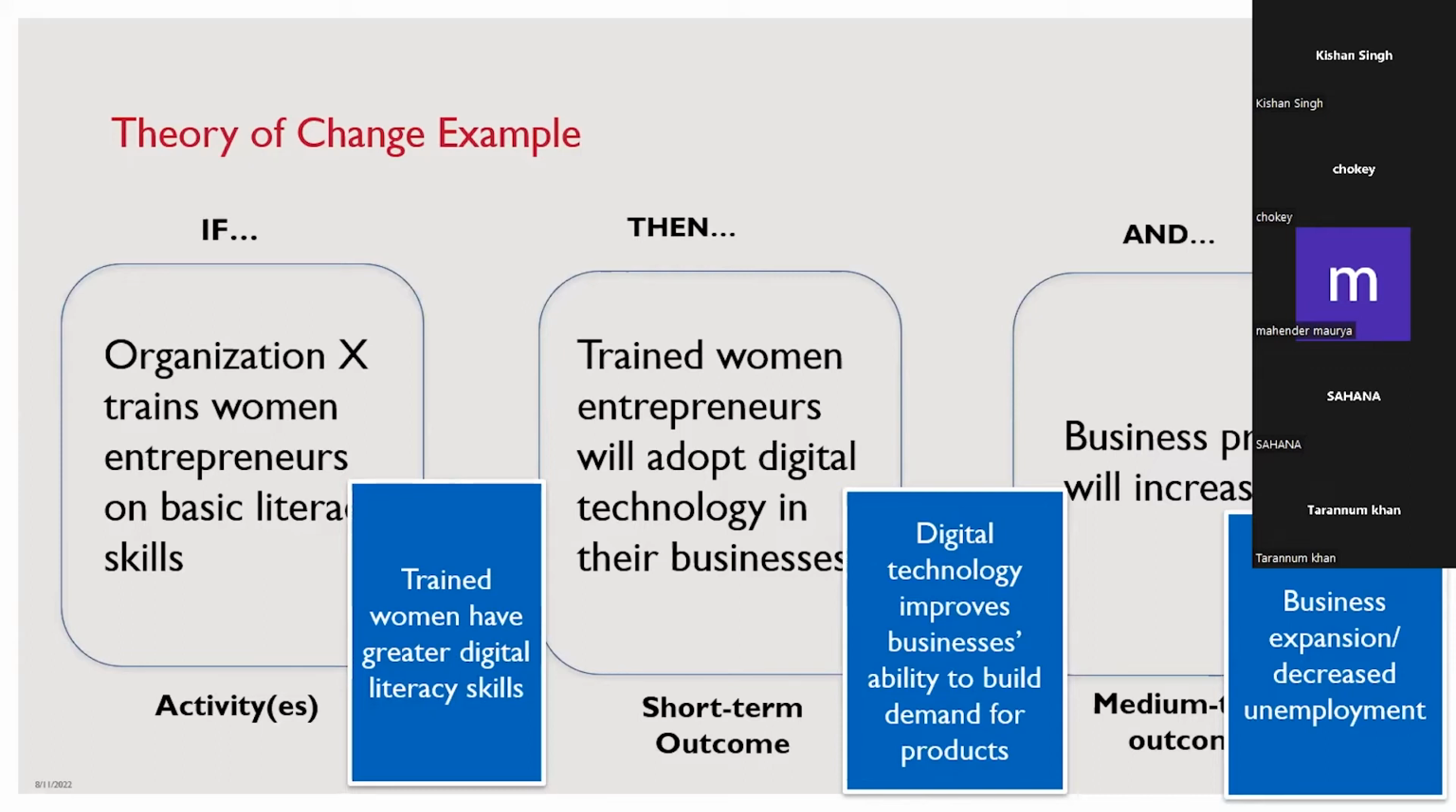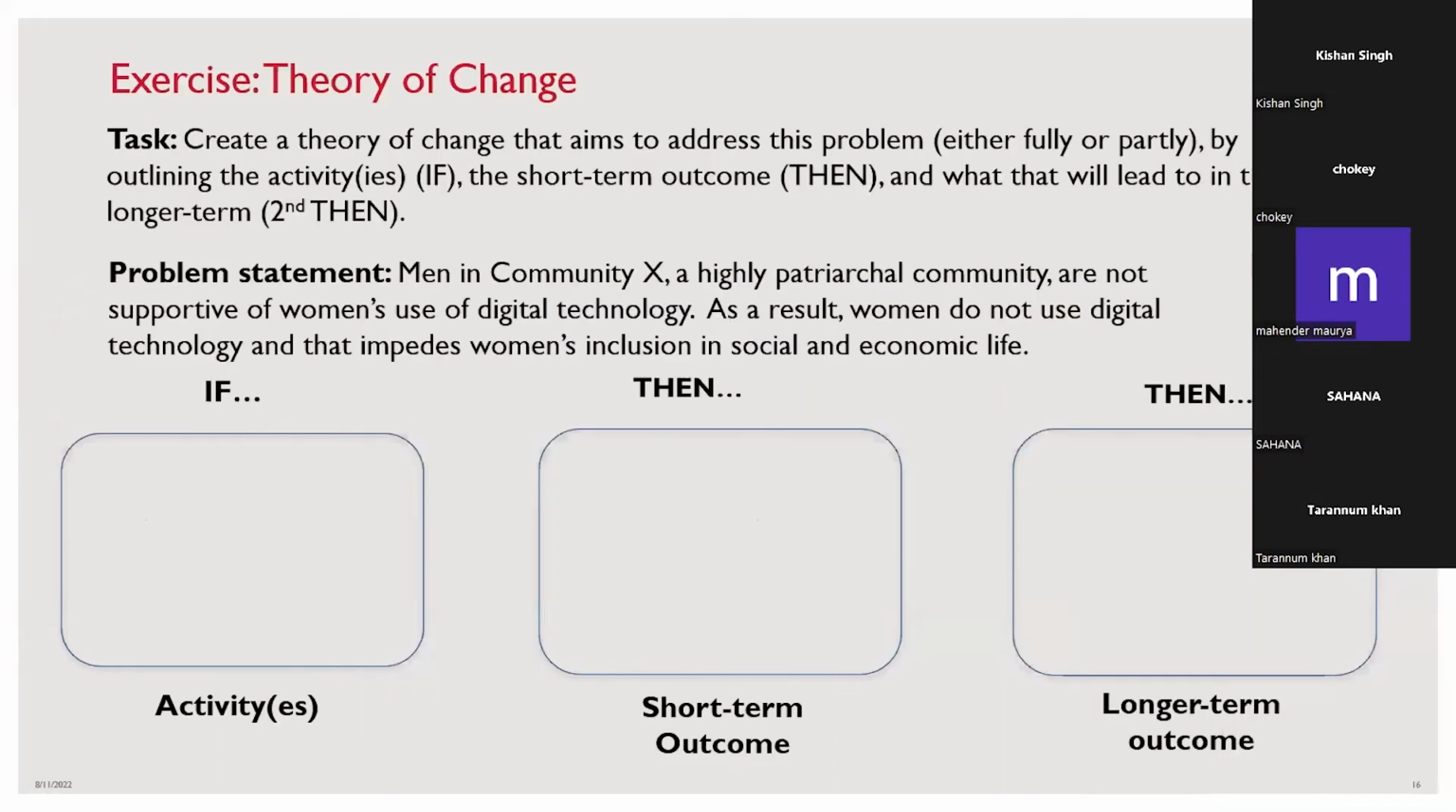So let's quickly go through a theory of change exercise where I want you to fill in the boxes here, the if, then, and the longer term then outcome. We have a problem statement that reads as follows. Men in community X, a highly patriarchal community, are not supportive of women's use of digital technology. As a result, women do not really use digital technology, and that impedes women's inclusion in social and economic life.